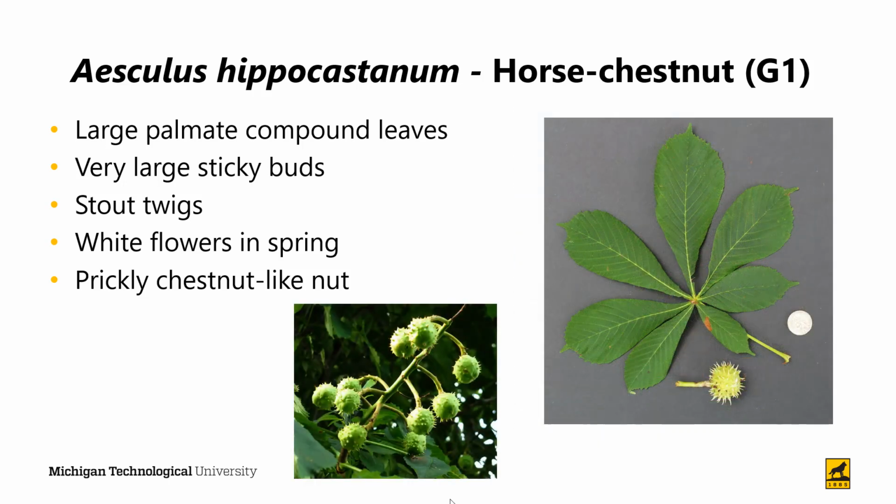Horse chestnuts have large palmate compound leaves with very large and sticky buds on the twigs. The tree produces white flowers in the spring, followed by prickly husks that enclose the nut. The tree outside of Anne Frank's window that she wrote about in her diary was a horse chestnut.